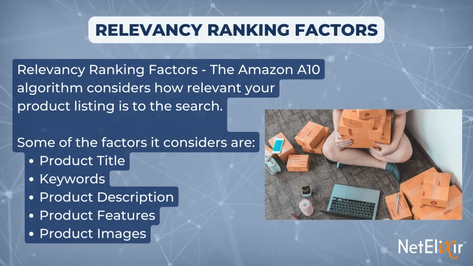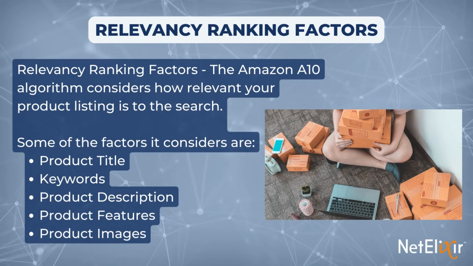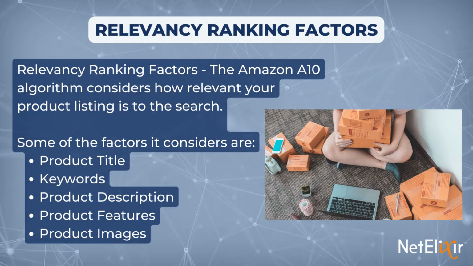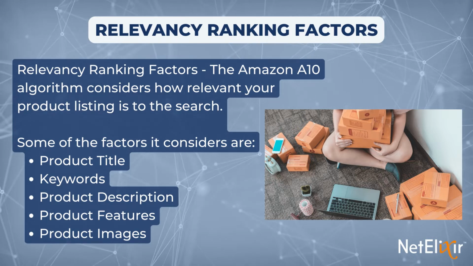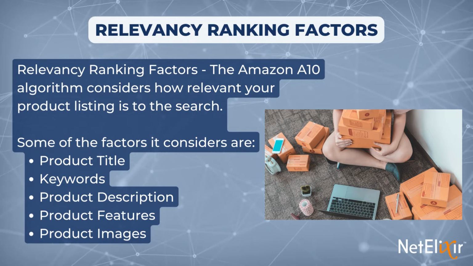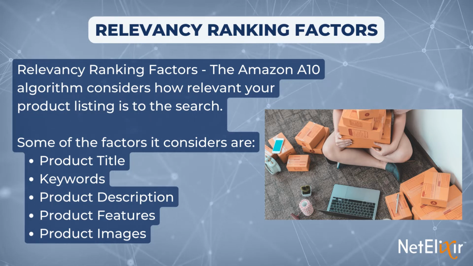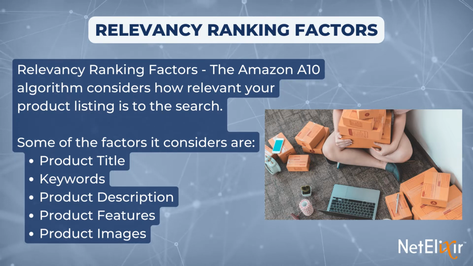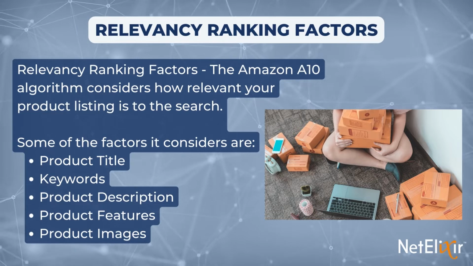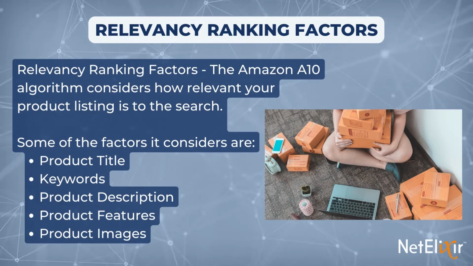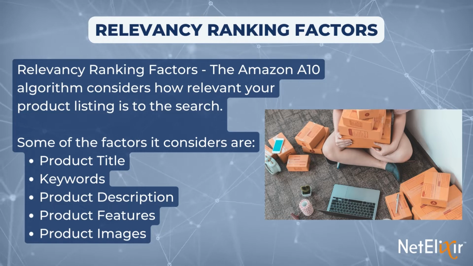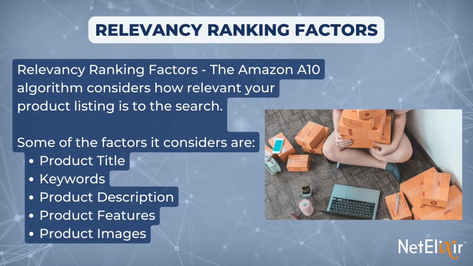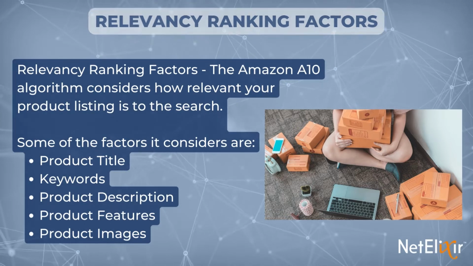Now let us take a deeper look at one of the critical ranking factors, relevancy. The Amazon A10 algorithm considers how relevant your product listing is to the search. Buyer searches are given more importance by Amazon A10 than it did with A9. While the A9 algorithm showed users more profitable products, A10 has shifted the priority to providing users with more relevant products, even if they were not profitable. Opportunities for areas of optimization in product listings are product title, keywords, product description, product features, product images.